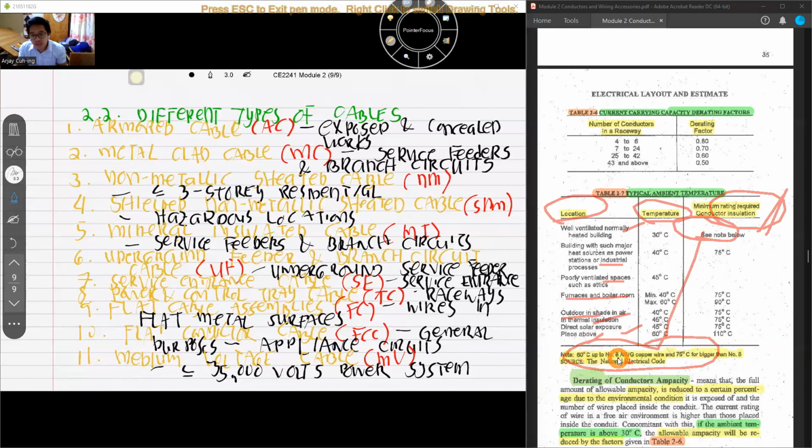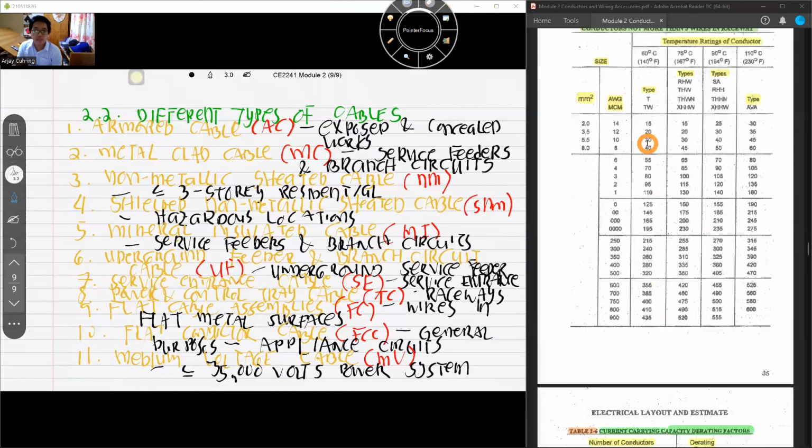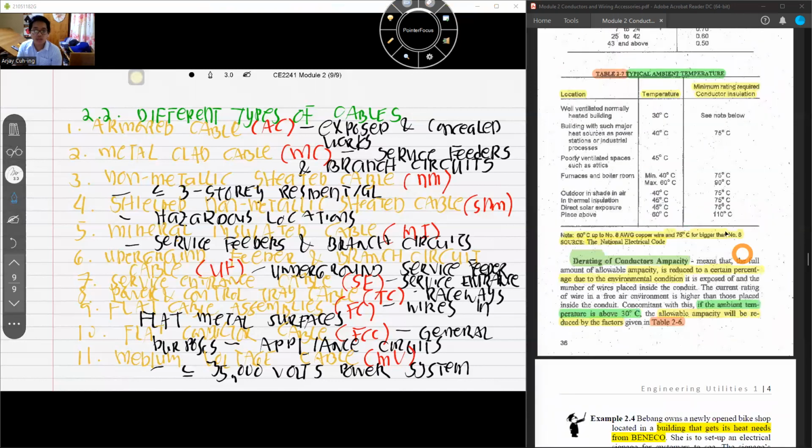So, depende daw yan class kapag wire siya, meaning class number 8 and lower. Tapos, kapag cable siya class, meaning larger than, lalakas rin yung temperature rating. Okay? So, again class, pinaka-binibida natin dito kasi depende dun sa environment ng ating conductors ang tinatawag na derating. Okay, so means that the full amount of the allowable ampacity from this table will be reduced to a certain percentage due to the environmental condition where it is found.